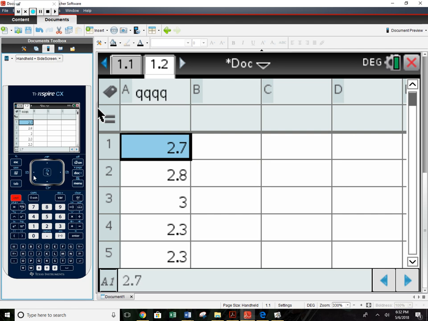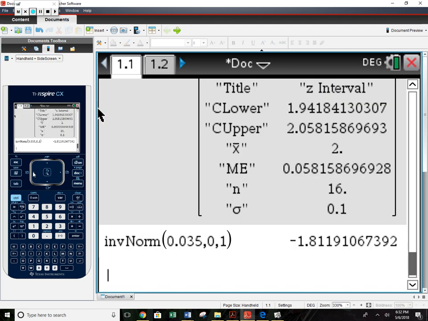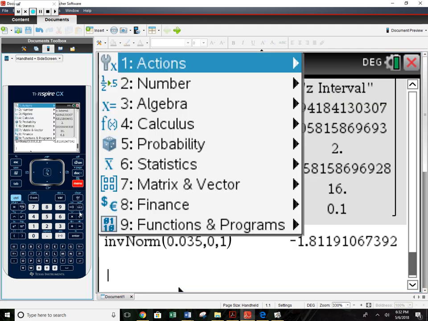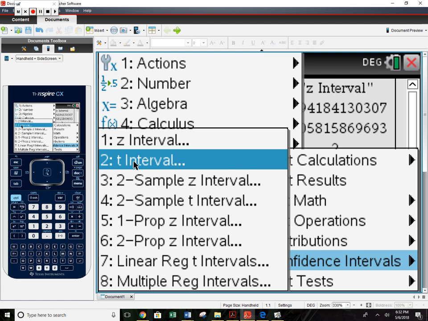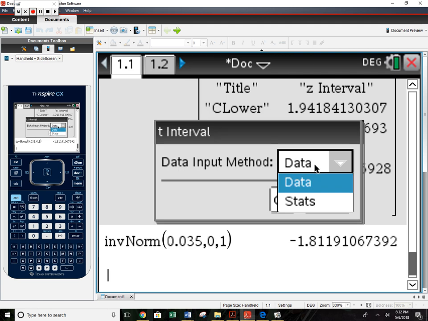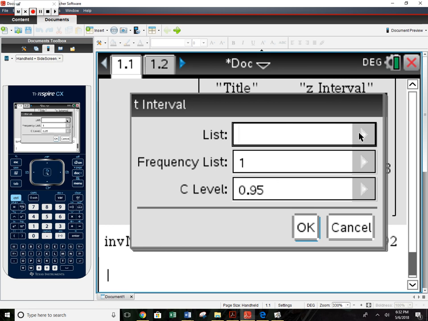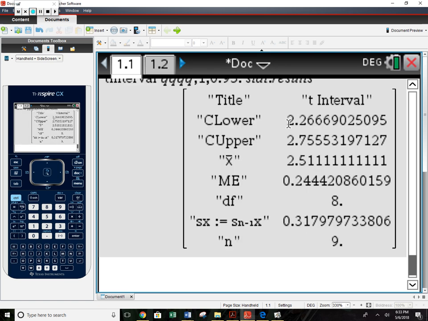Okay, so I'm happy with that. So now I'm going to go yellow, left, go back to my calculator. Now I'm ready. So let's go menu, 6, confidence interval. We're going to do a t-test, and we're going to do it from data. Okay, this one's easier. What list do you want to look at? That's where I want to look. What percent are we making here? 95%, so hit OK, and there we go.